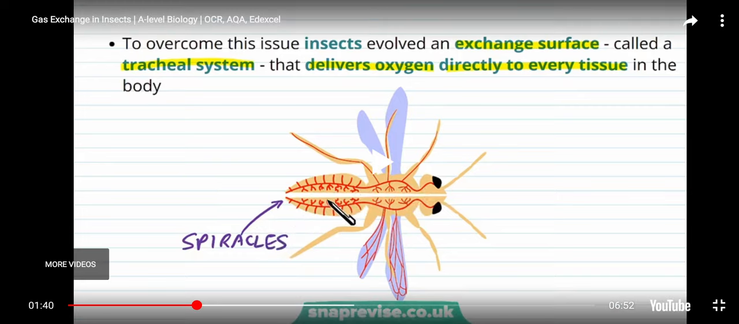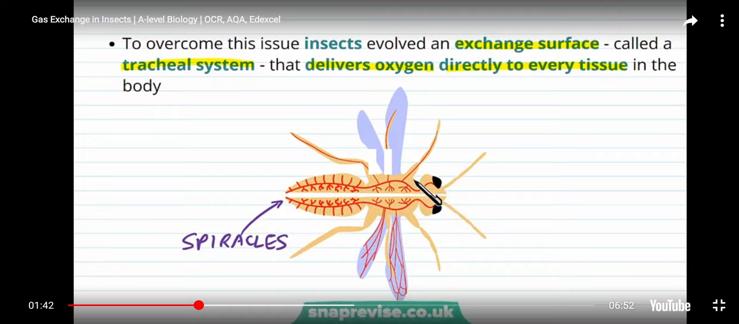The drawing shows the spiracle as one only, but actually they are all at the side of the body, about 10 pairs. It's not like one here. I say this so that you don't get a misconception, because this is only 2D. If you go 3D, it's all at the side.